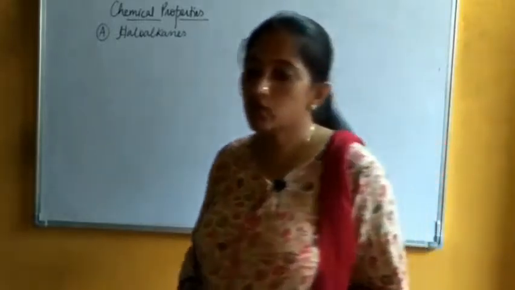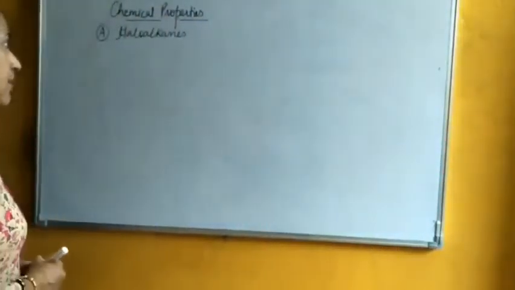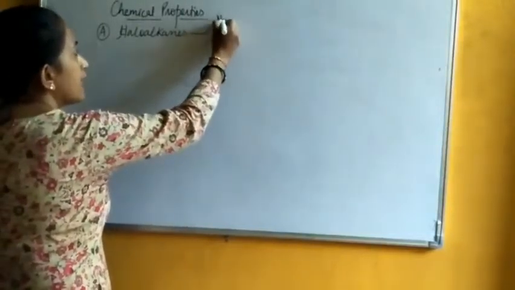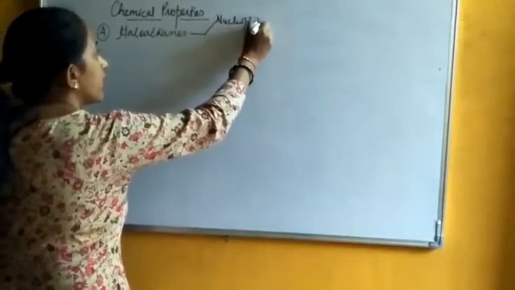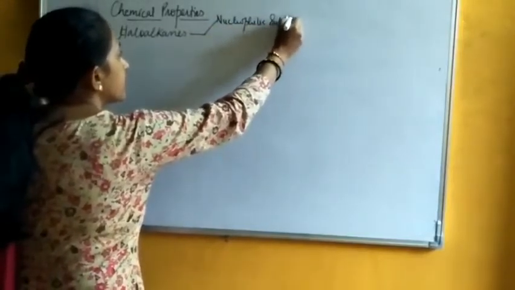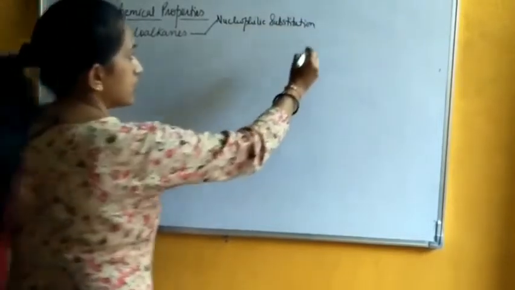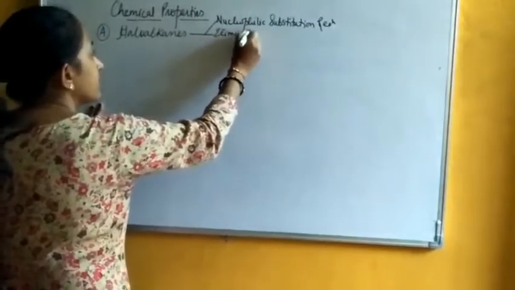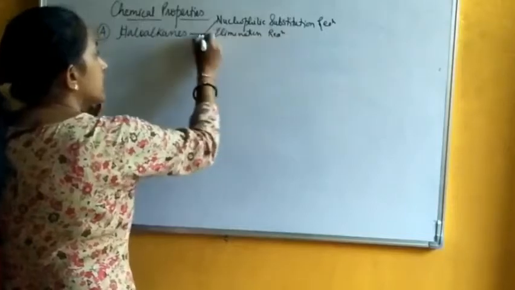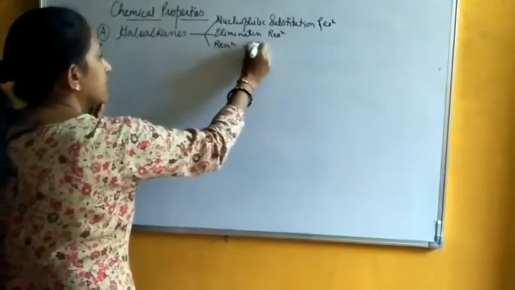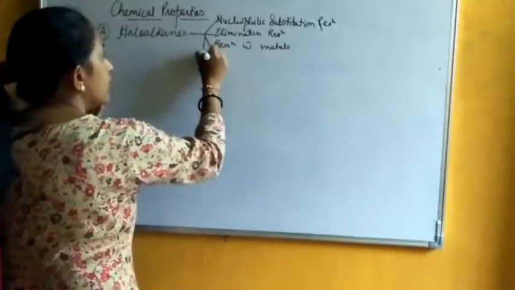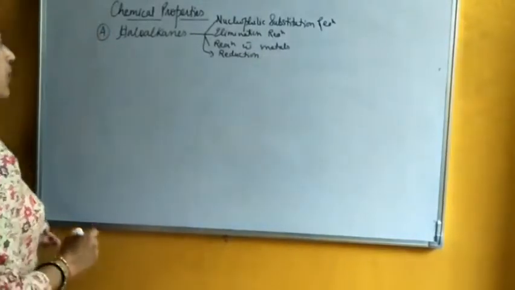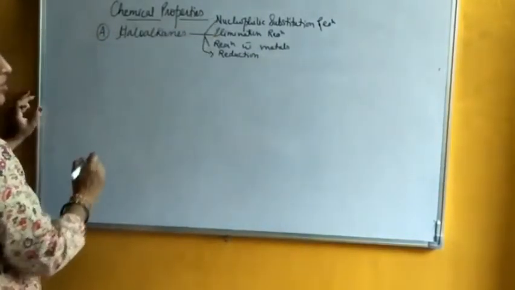So here, students, the chemical properties shown by the haloalkanes are mainly of four types. First one is the nucleophilic substitution reaction. Second one is the elimination reaction. Third one is the reaction with metals. And fourth one, student, is the reduction. So at first, we are going to discuss the nucleophilic substitution reaction.